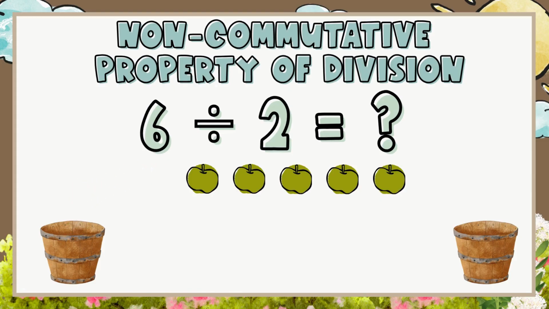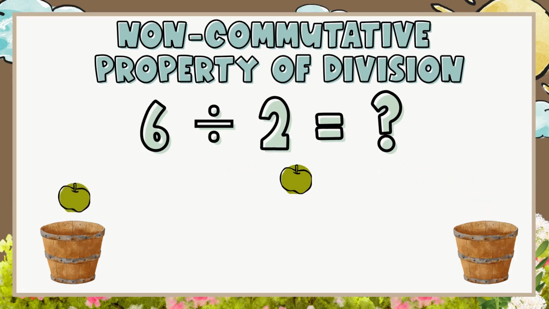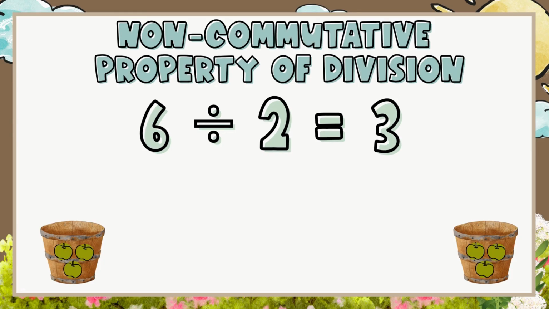1, 2, 3, 4, 5, 6. So, can you take a guess as to how many apples in each bucket? That's right, the answer is 3 apples in each bucket.